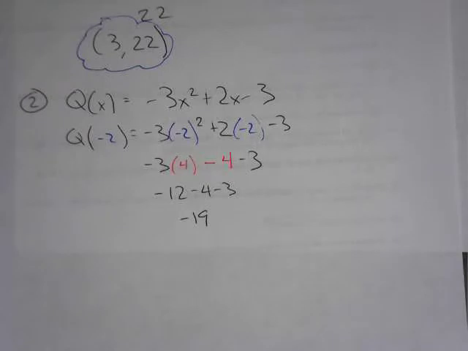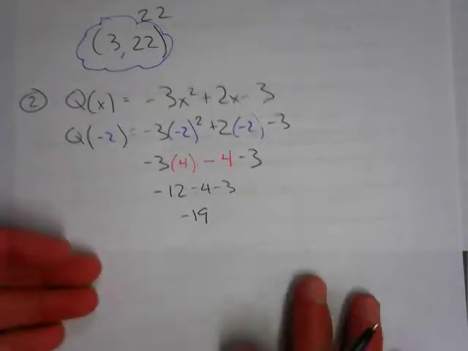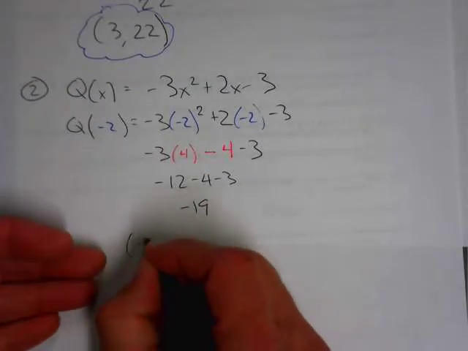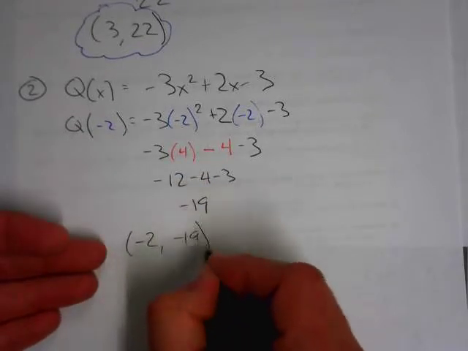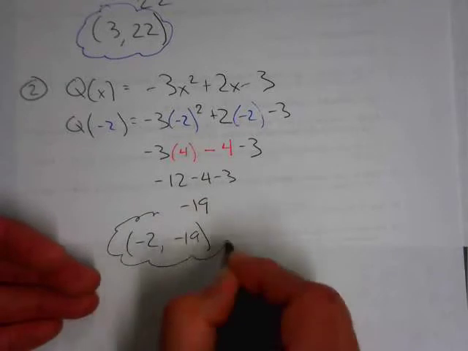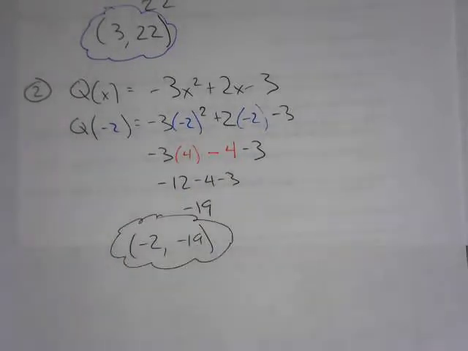But again, we're going to use an ordered pair format. So when x is negative 2, the result is negative 19. Ordered pair. It exists in space. Okay? Because this equation can be represented by a graph that exists in two-dimensional space.